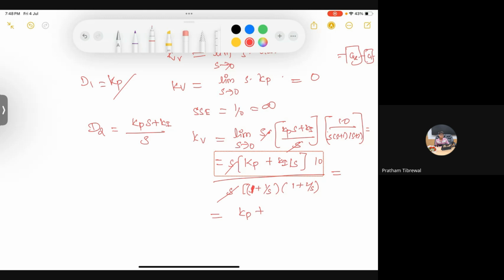If I put 0 here, what would it be? Am I missing anything out here? This should work, right? Could anybody find anything? Put zero here, it will go to infinity. That is not what we want.